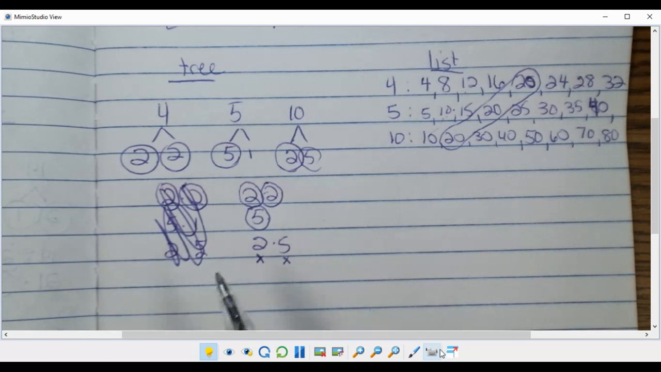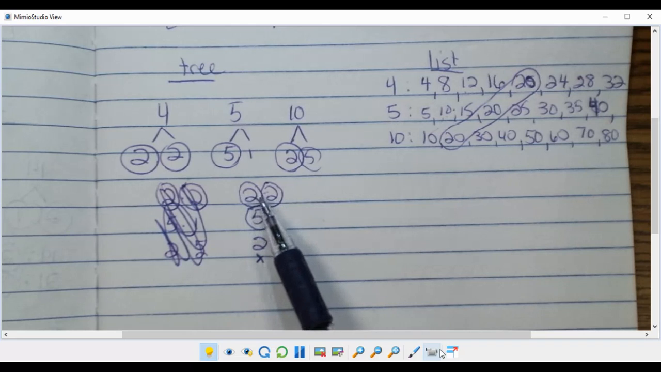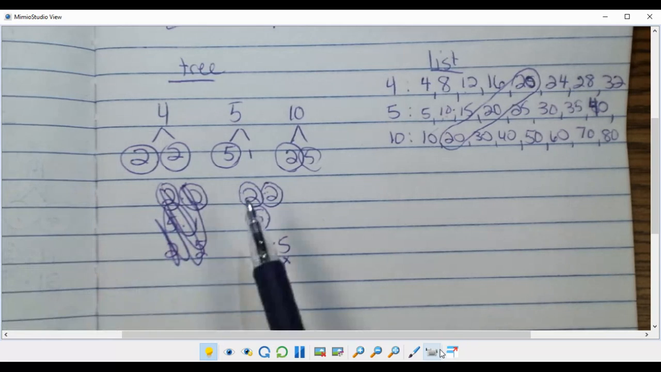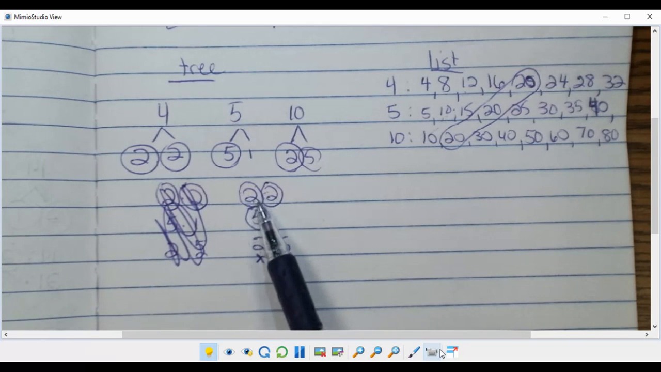Now, why did I count these 2? Because they were from the same number. Okay, we wouldn't want to duplicate this way between numbers. We want to do it this way. That's why I don't like this tree, because everyone's like, well, why those 2 but not these 2? And why not the 5? Go with the list or go with the ladder.